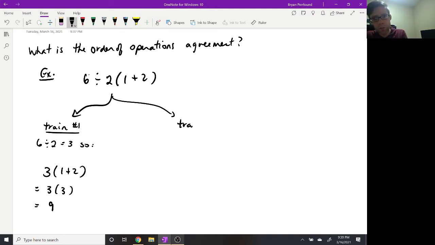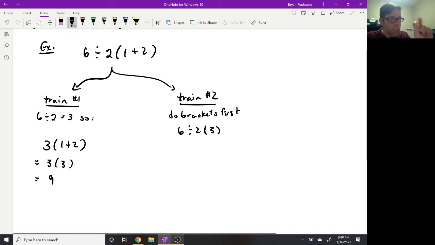Train number 2 is where the argument starts to happen, because train number 2 is like, hey, no. Let's do what's inside the brackets first. So they're going to go, okay, let's do the brackets first. So 6 divided by 2, 1 plus 2 is 3. And then they tend to remember the order of operations, and the order of operations says to do multiplication and division. So they're thinking, I have to do this multiplication first. So they do this multiplication and get 6 divided by 6. And then they know 6 divided by 6 is 1.